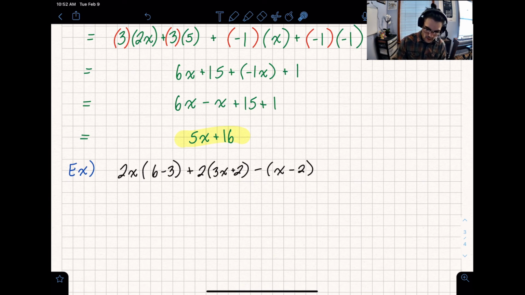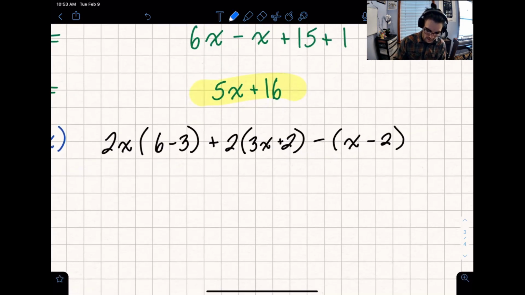All right, so I have one more example, and this one I was hoping we can go through together. So this problem reads 2x times the quantity of 6 minus 3 plus 2 times the quantity of 3x plus 2 minus the quantity of x minus 2. All right, so the first thing I'm going to do is we see in here no like terms, nothing to be combined. In here, no like terms, nothing to be combined. However, our first set of parentheses has like terms, 6 and -3. They're both constants. We can combine them. So let's start with that to make our life easy.